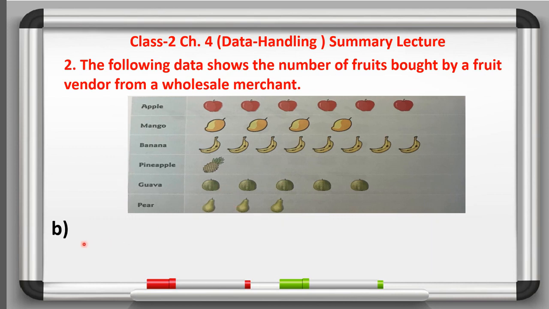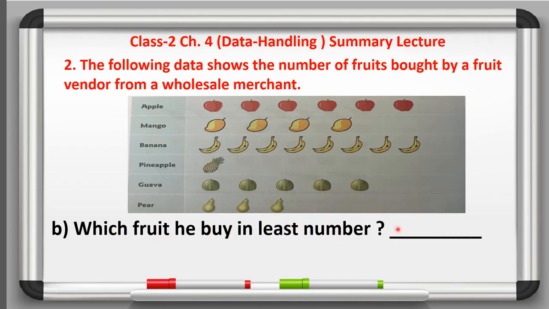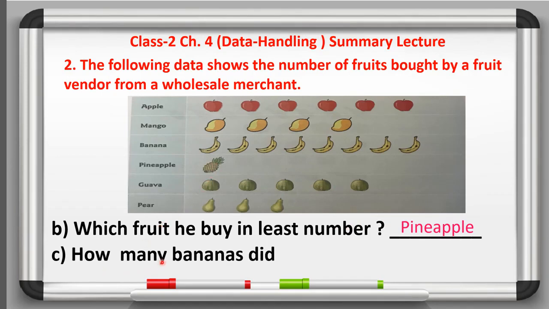In B part, it is given which fruit he buy in least number. ठीक है, लीस्ट मीन्स सबसे कम. तो ऐसा कौन सा फ्रूट है? We have to write the name of the fruit. कौन सा ऐसा फ्रूट है जो उसने सबसे कम नंबर में खरीदा? That is, here you can see pineapple. So here we will write pineapple क्योंकि उसने 1 पाइनएप्पल खरीदा है only. Okay, now in C part it is given how many bananas did the vendor buy.